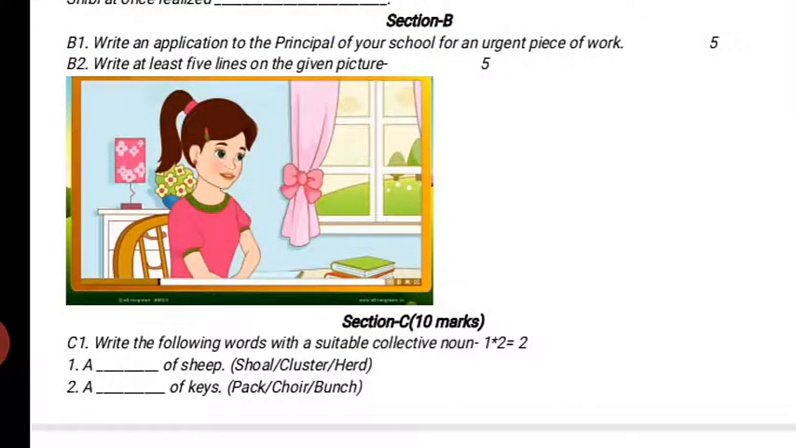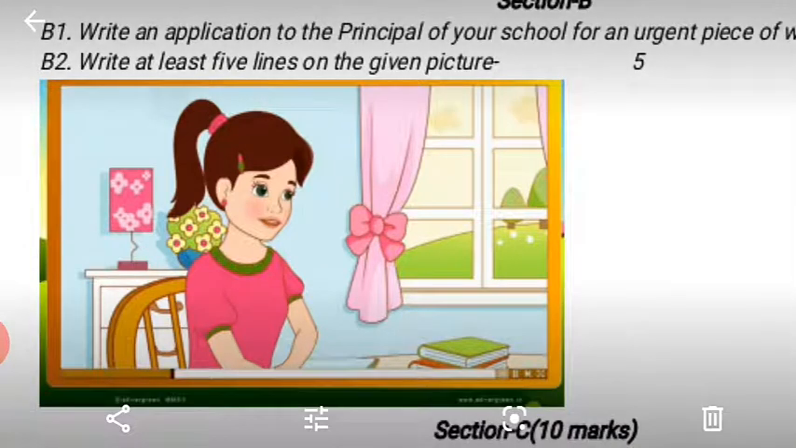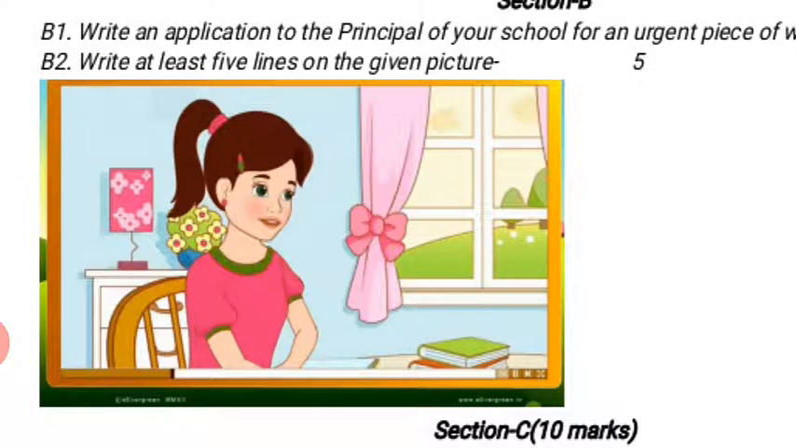Now moving to the next question, we are having this picture. Write at least 5 lines on the given picture. So here, first of all you observe the picture, what is going on in the picture. If I am right, a girl is sitting. Here you can start writing, this is the picture of a room, where you can see a beautiful scenery out of the window. The curtains are beautiful, pink in color. One girl is sitting on the chair and she is studying.